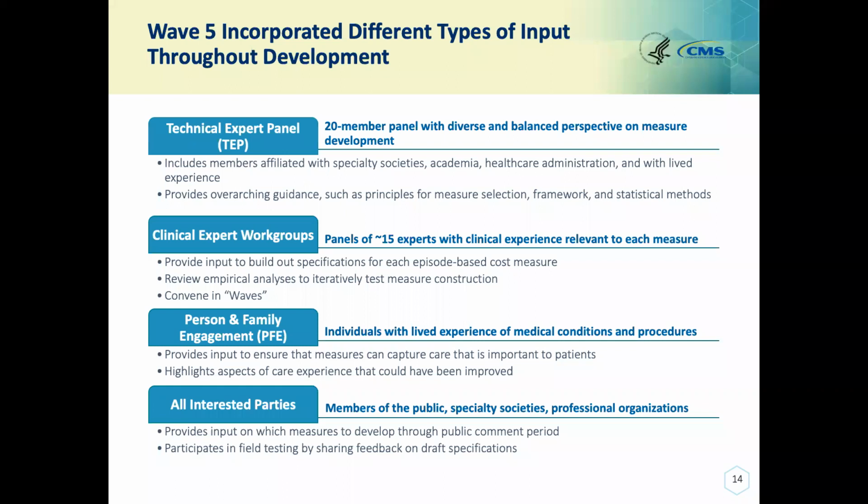We've convened 3 work groups composed of around 15 members each who have experience and expertise in the area of care being measured. These work groups provide detailed input to build out every aspect of the specifications across a series of meetings throughout development. At the same time, we've sought input from person and family partners, or PFPs, that is, individuals with lived experience relevant to each measure.